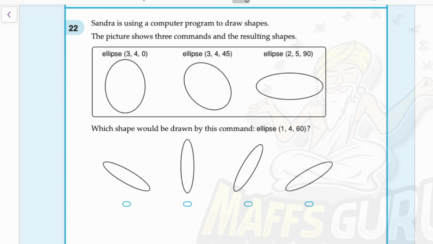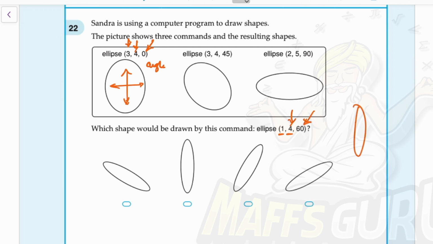3, 4. So obviously this 3 here is a reference to how wide it is. That 4 is a reference to how high it is. And I think this down there is the angle it's going to turn. So because we've got this number smaller than that, we know that the height is going to be bigger than the width. So I already know that my ellipse is going to look something like this, but we're now going to have to make sure that we look at this 60.